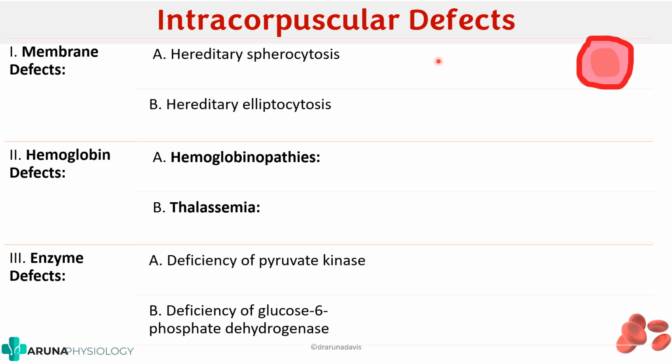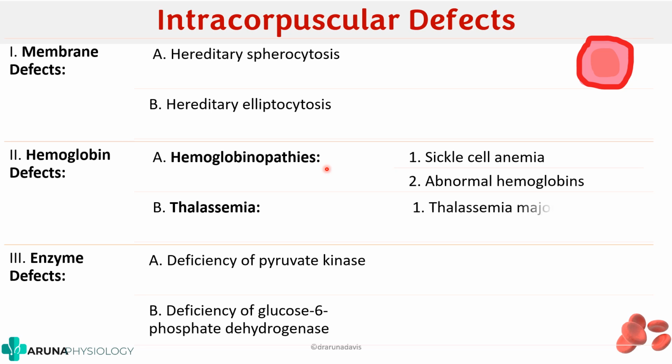Coming back to what hemoglobinopathies are, it includes sickle cell anemia and abnormal hemoglobin, and thalassemia can include thalassemia major and thalassemia minor. So these are the different classifications of intracorpuscular defect, wherein today we'll be discussing hereditary spherocytosis.